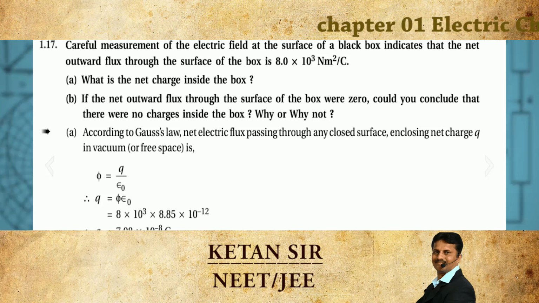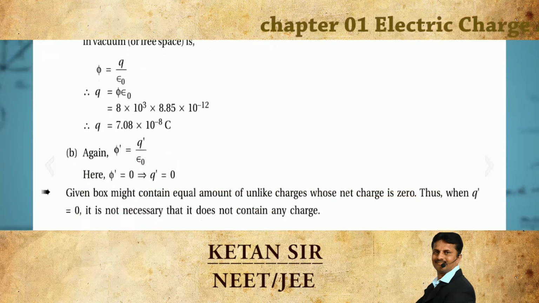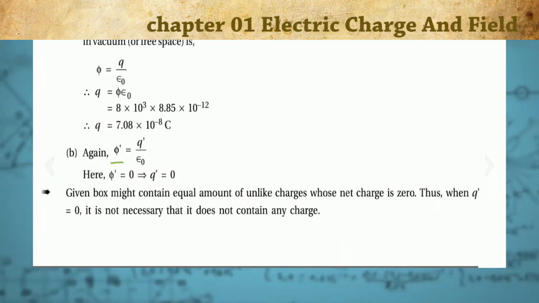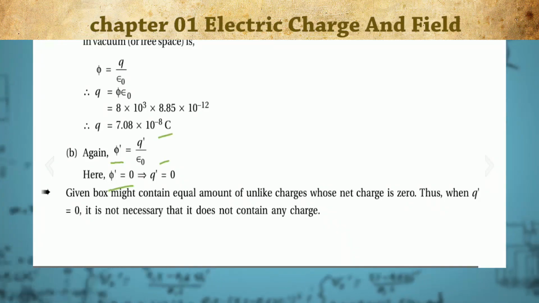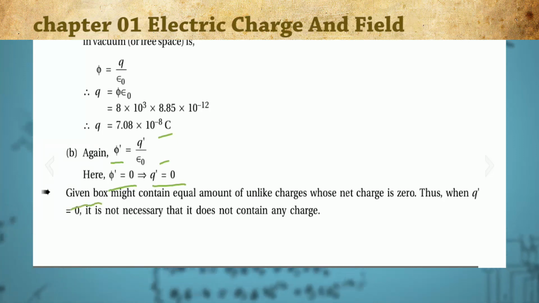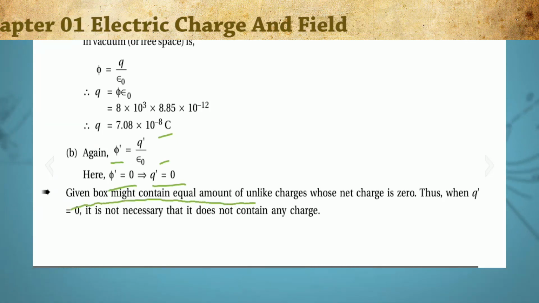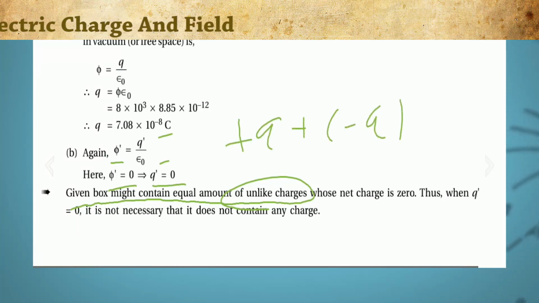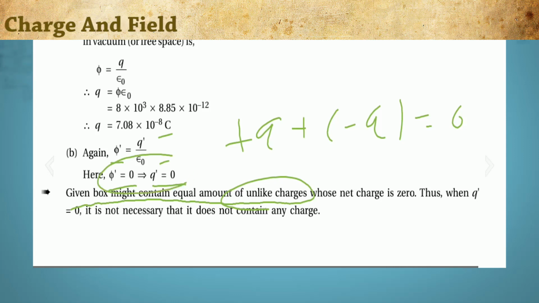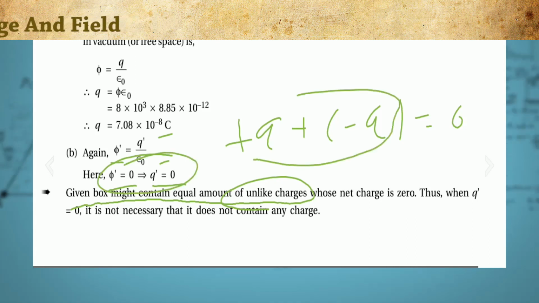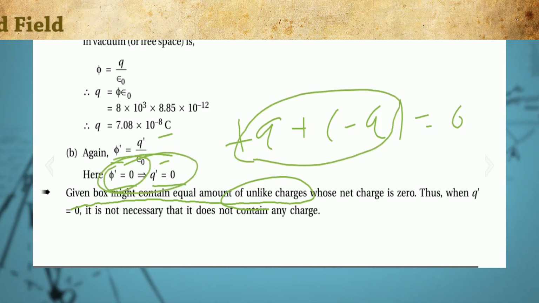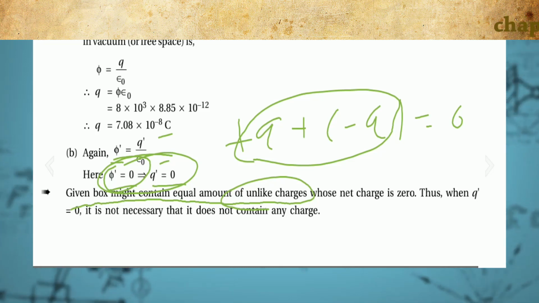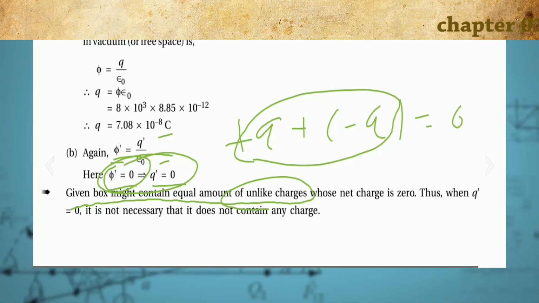Then how do we write the answer in an exam? Again, phi is equal to sigma q by epsilon 0. The net charge q is 0. The given box may contain equal amounts of unlike charge. Unlike means one is plus q and another is minus q. Then net charge is 0, then flux becomes 0. Means charge is there but flux is zero. Therefore, it is not compulsory that if flux is 0, there is no charge. Yes, charge is still there.